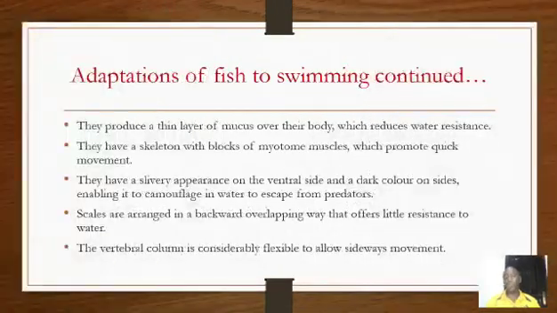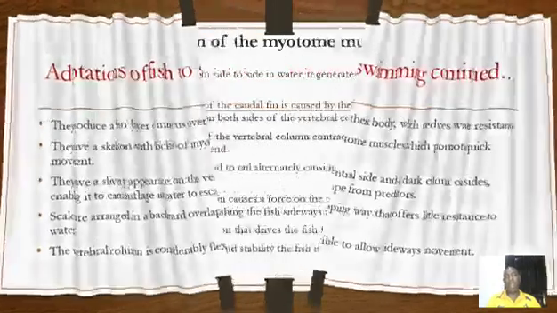Then they have a vertebral column, which is flexible. We've seen fish move in water. It can do like that because of the vertebral column, which is flexible, hence bringing about easy movement by swimming.